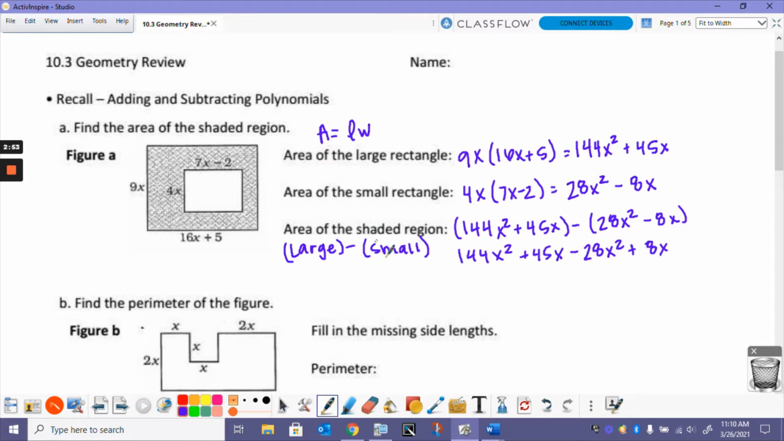All right, so then we can just combine our like terms. So 144x squared and negative 28x squared. So 144 minus 28 is going to give us 116x squared. And then 45x plus 8x is 53x. Right, so that is the area of the shaded region.